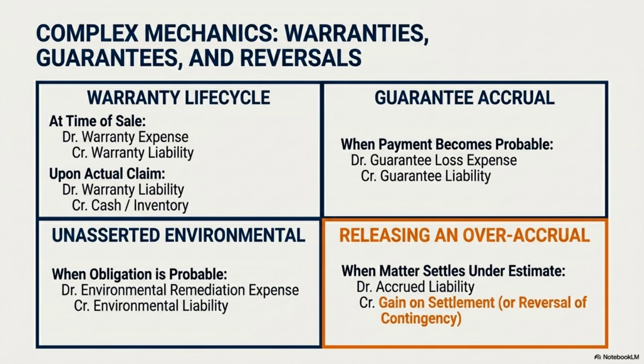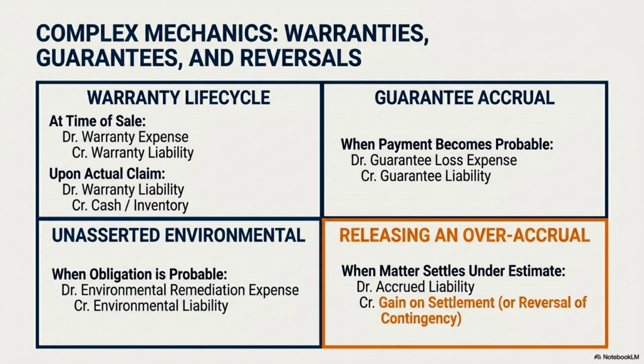Four more journal entry patterns that complete the contingency accounting toolkit. Top left, the warranty life cycle. At the time of sale, you debit warranty expense and credit warranty liability. The obligation is created the moment the product is sold. When actual warranty claims come in, you debit the liability and credit cash or inventory. The expense was already recognized at sale. This second entry just settles the liability as claims are fulfilled.